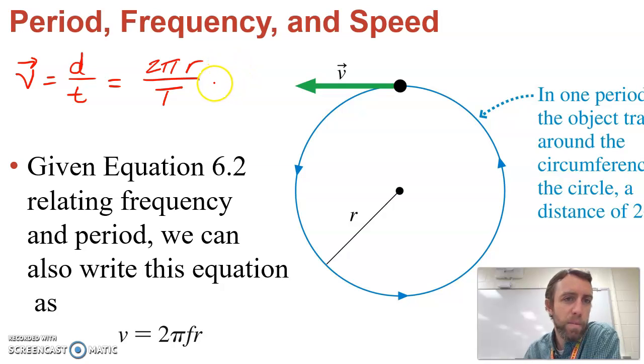And so the velocity can be measured. That can be in meters per second, or it could be centimeters per second, or maybe light years per day, or something like that, all right? But it's a unit of speed. That can also be written as 2 pi r times the frequency, which is shown right here.